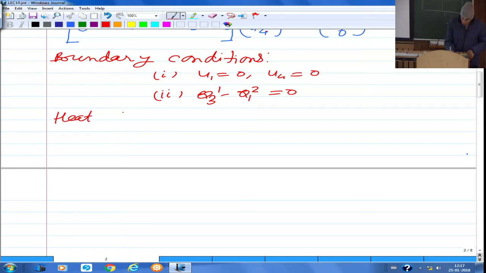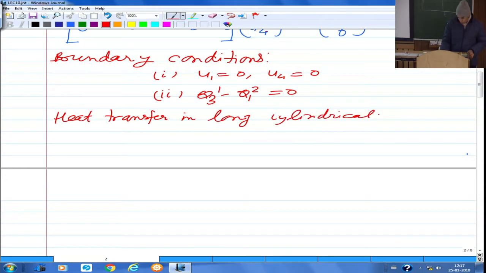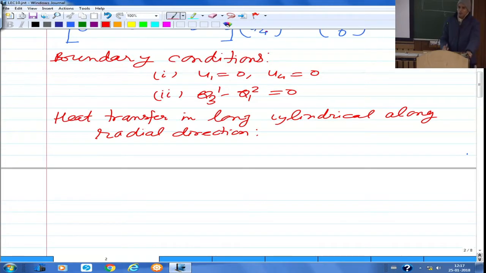Let's say we want to formulate a problem that is heat transfer in a long cylindrical pipe along radial direction. So heat is actually flowing along the radial direction. I know you are also interested in problems other than solid mechanics problems, like heat transfer sometimes. So we are of course going to consider only conduction.